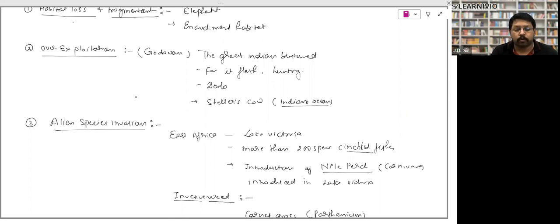Steller's cow, I have told you, Steller's cow is also called sea cow. It is found in the Indian Ocean. Same thing, overexploitation, right? The great Indian bustard is found in Rajasthan. And black deer and cheetal are also found in that area. But there is a particular community which does not allow you to hunt any animal. The purpose of their life is to protect wildlife, right? And the name of that community is Bishnoi.